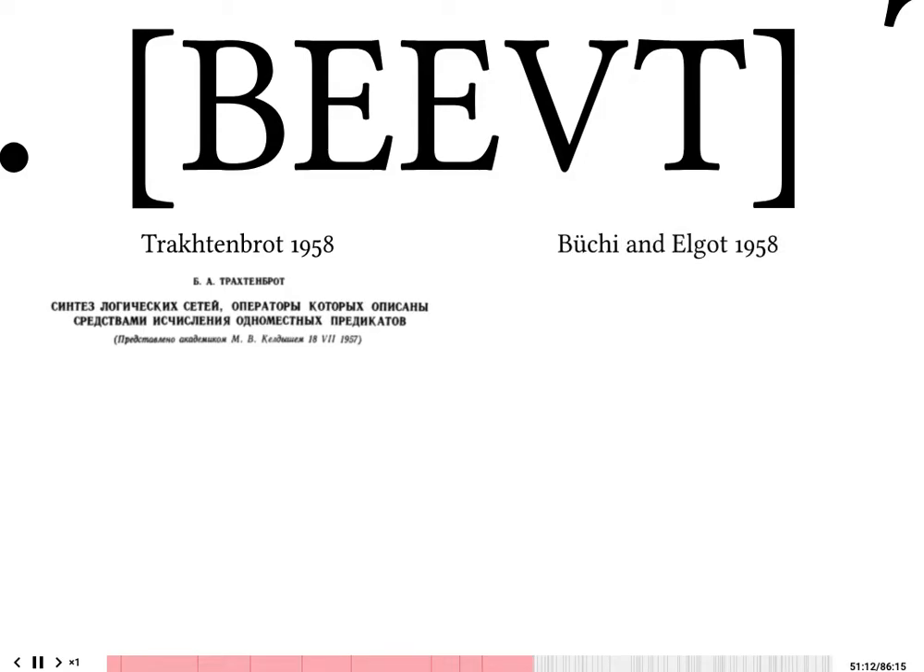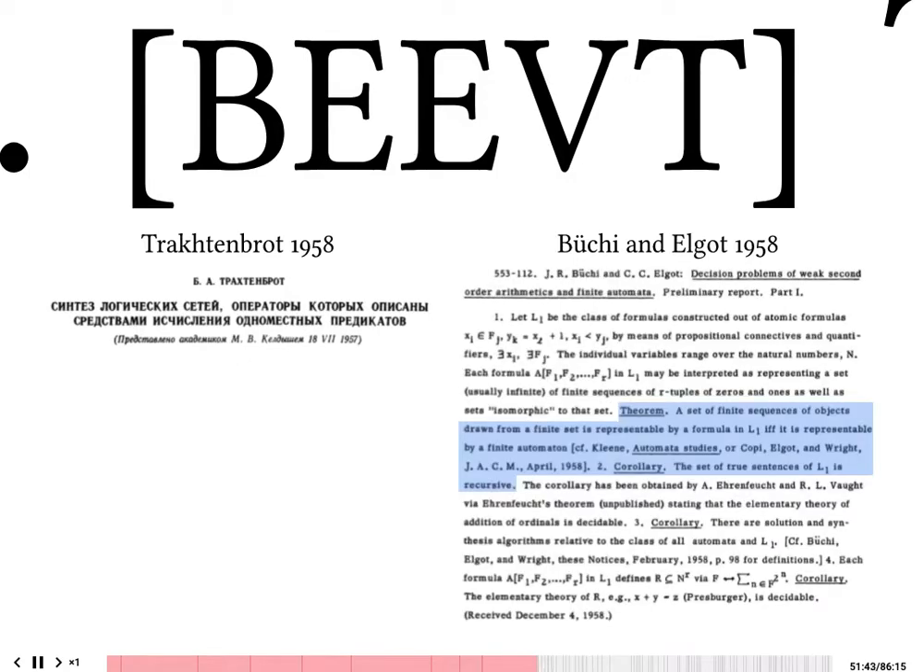So that was in the Soviet Union. And in parallel, Julius Büchi and Calvin Elgot in the United States also announced the same result in conference proceedings. Later they wrote journal versions, but for some reason there were two separate journal papers, but the original conference announcement was joint, in 1958. And in fact, the conference announcement, the proceedings version, is short enough that I can include it here in its full body. So here it is.